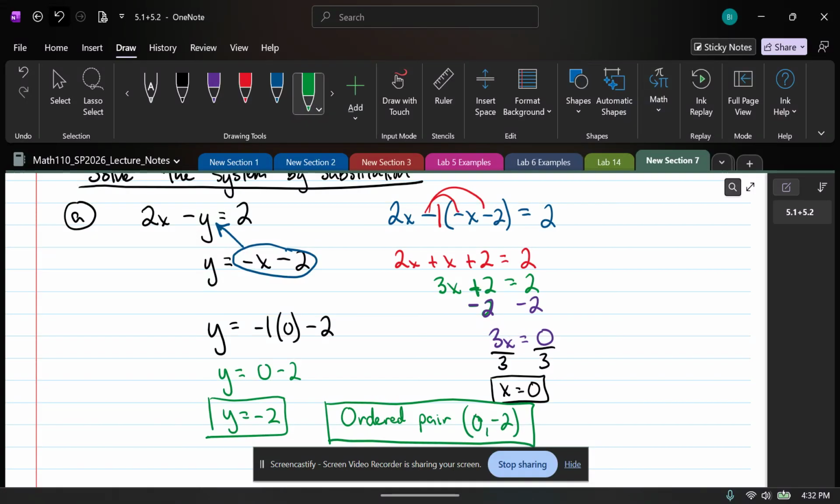That's using substitution to solve that system of equations. And that's one of those, because I got an x and a y value, it has one solution. That's what we found there. It has one solution. I found that one ordered pair where they cross.